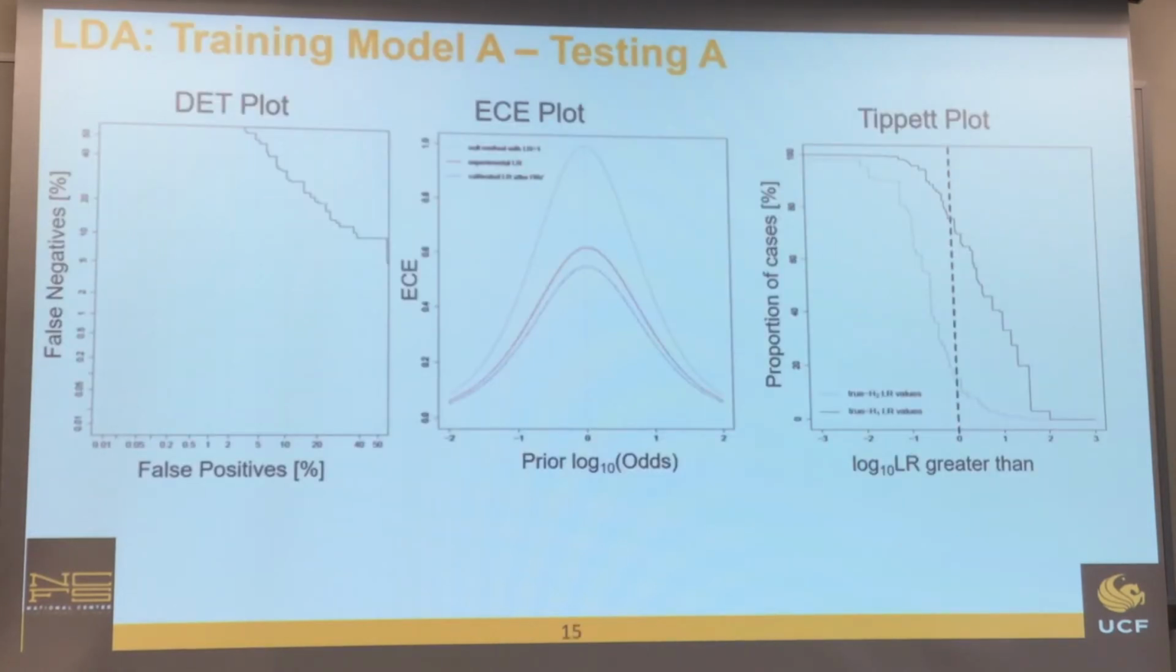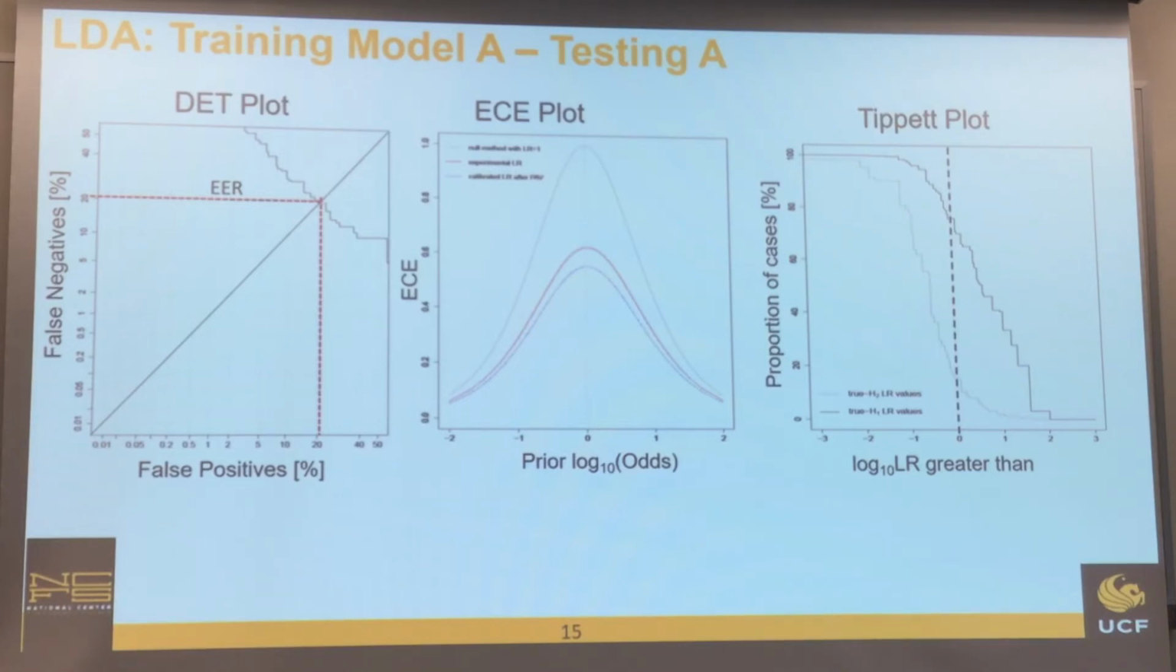Once again, looking at their DET plots to determine discriminating power, this curve is further away from the origin, so we'll suspect that it will have more misleading evidence. Once again, determining where this curve intersects this diagonal line, looking at the x and y axes, you can determine that you get a little bit over 20% misleading evidence, which is relatively higher than the QDA approach.